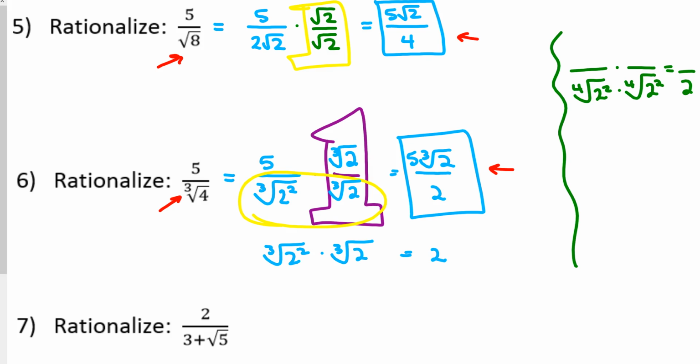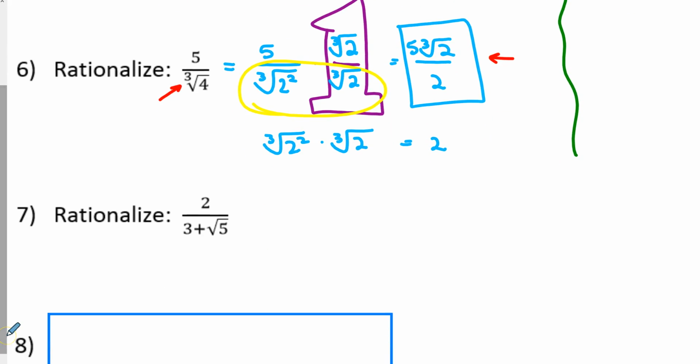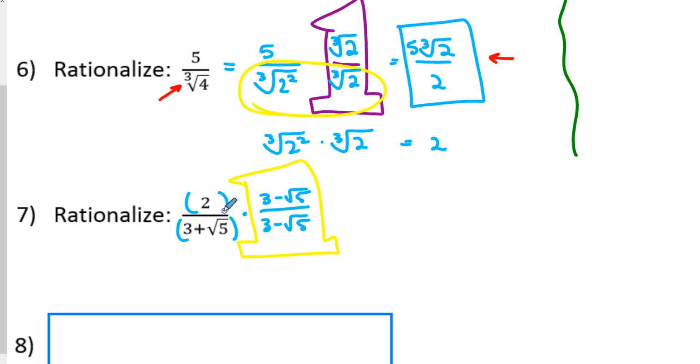So what is the conjugate of 3 plus square root 5? That would be 3 minus square root 5. So we're going to multiply the numerator and denominator by 3 minus square root 5. That is our special form of 1. And remember, when you do that, you're going to multiply, distribute, FOIL, however you want to put it, multiply the whole thing.